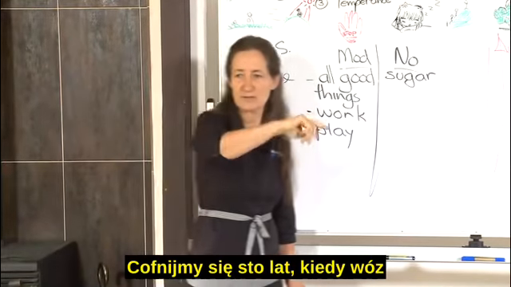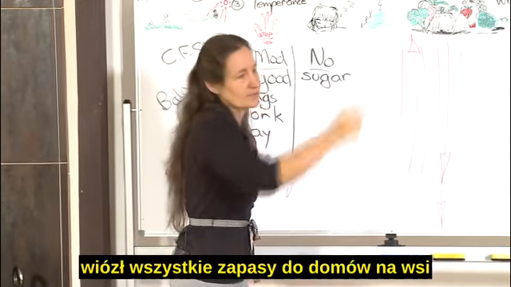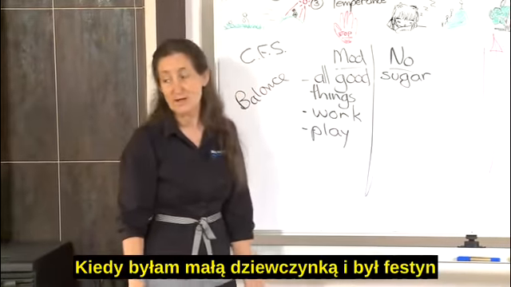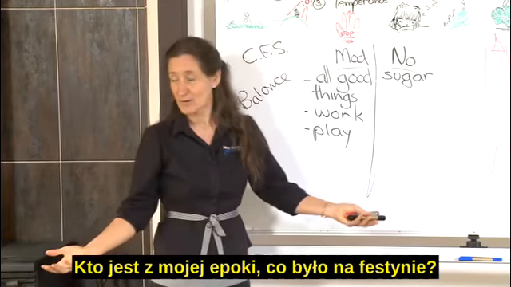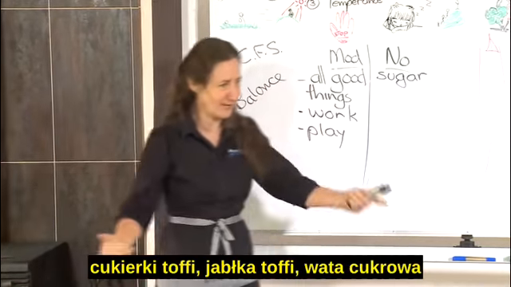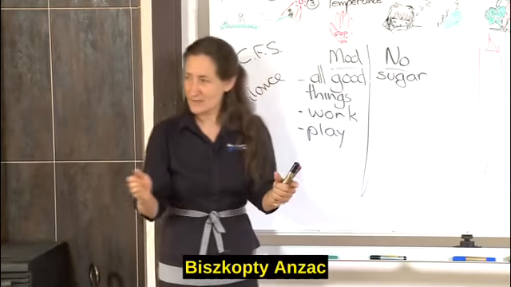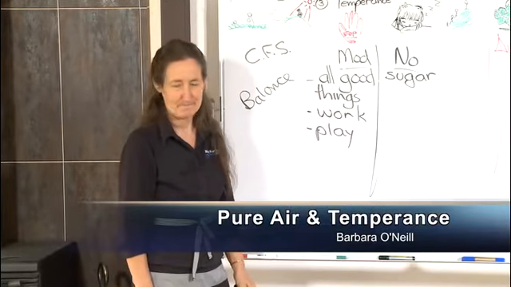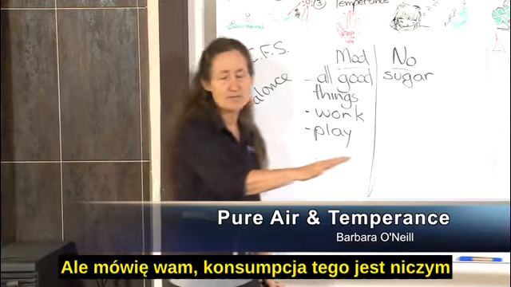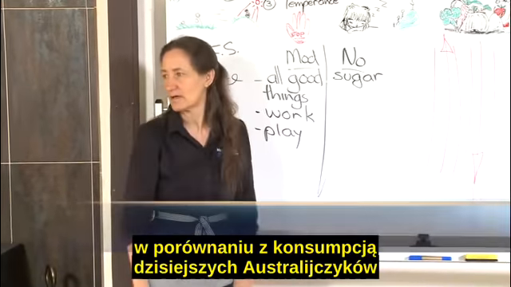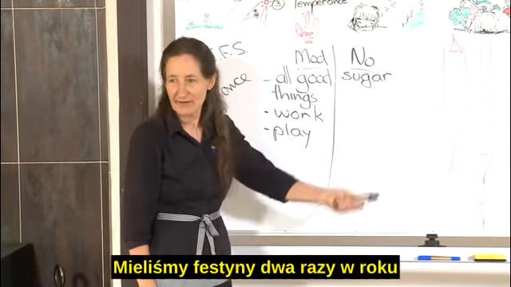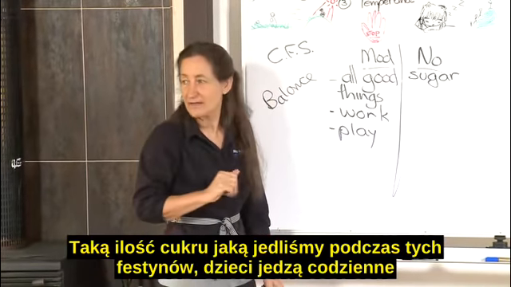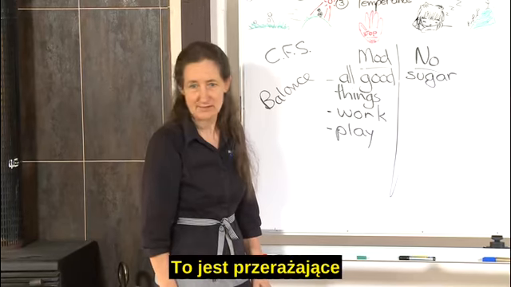Let's go back 100 years where the cart took all the supplies out to the country homes. There were big sacks of white flour. There were big sacks of white sugar. When I was a little girl and there was a fete, those of my era, what was it, the fete? Toffees, toffee apples, fairy floss, Anzac biscuits. Anzac biscuits don't go splat until they've got heaps of sugar in them. But I tell you, the consumption of that is nothing compared to the consumption of Aussies today. We'd have fetes twice a year. The amount of sugar that we ate at that fete, kids are eating every day today. That's the scary thing.